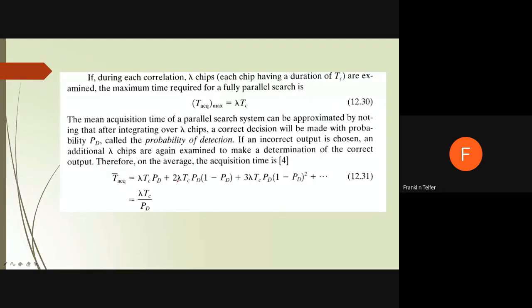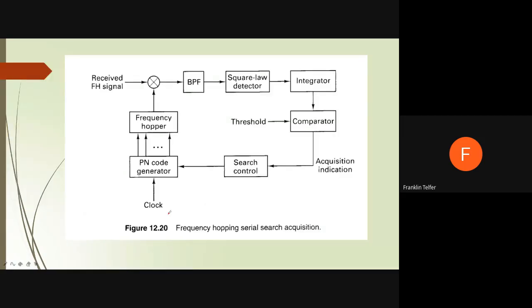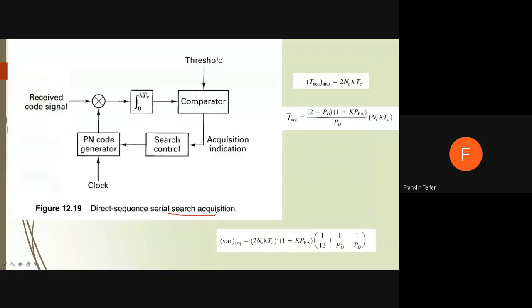So here is the formula which is being given: the total maximum acquisition time is lambda Tc and the averaged acquisition time is lambda Tc divided by PD. PD is the probability of detection. In this, we are going to see direct sequence DS-based search acquisition and frequency hopping FH-based search acquisition. So here we have two things. In every analysis we are going to compare DS and FH. That's the main thing.